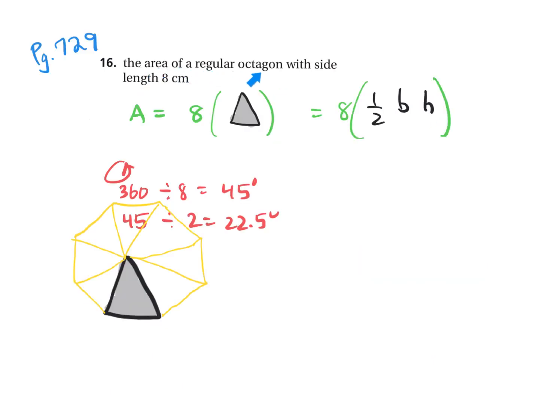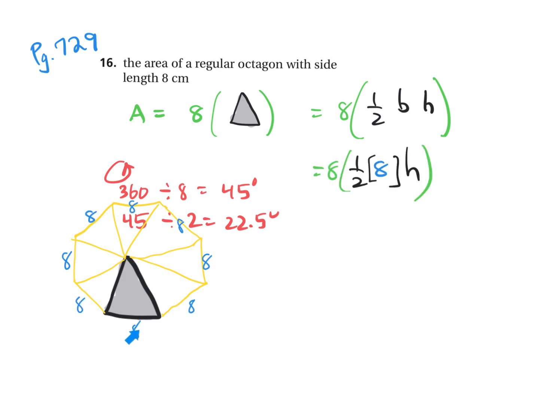Item number 16, we're dealing with an octagon, which has 8 sides. So the area of the octagon will be the area of 8 triangles, where each triangle is 1/2 times base times height. So the base of each triangle is the side length, 8. So the area of our octagon is 8 triangles. Each triangle's area is 1/2 times the base of 8 times the height.